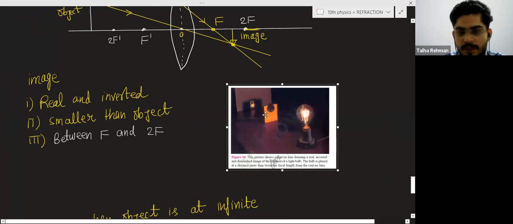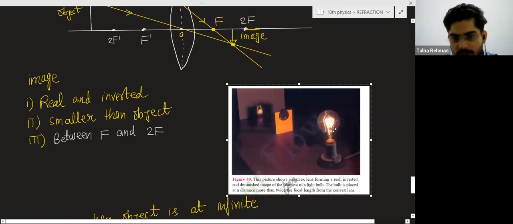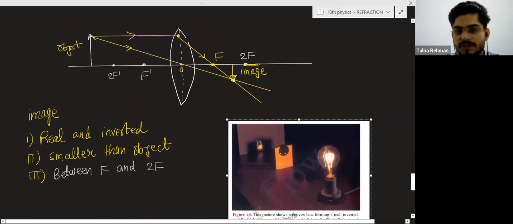Okay, see here. In this image, what is happening? This is the bulb, and this is the lens. If you are placing this bulb, which is the object, at a distance greater than 2f', you can see this is the image of this bulb, and this image will be smaller than the object. Same is the case here. Object is larger, image is smaller.